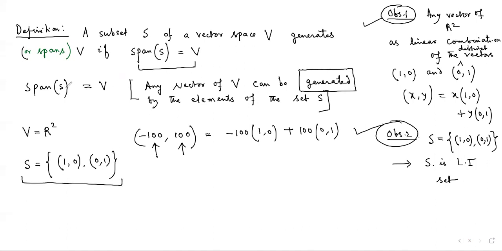And therefore, this set that I have considered here is actually a spanning set of R2, because R2 is my vector space over here. So my observation 3 is that capital S spans R2. Understood?